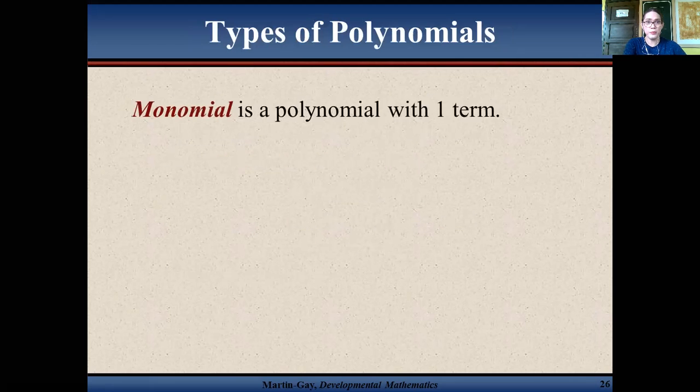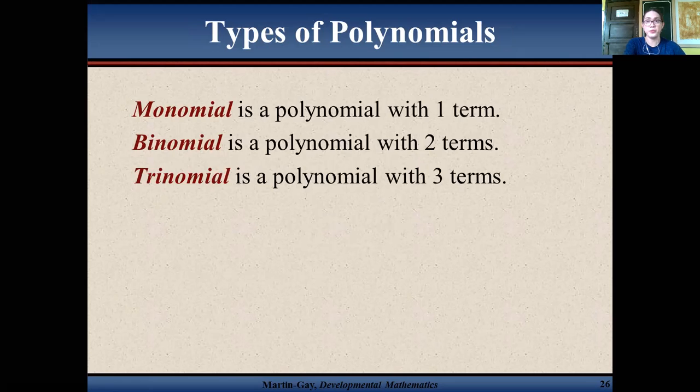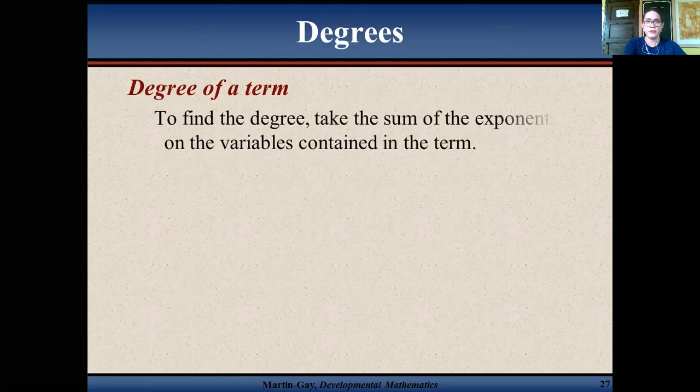Types of polynomials: we have monomial, a polynomial with 1 term; binomial, a polynomial with 2 terms; and trinomial, a polynomial with 3 terms. And for the degree of a polynomial term, to find the degree, take the sum of the exponents on the variables contained in the term. I hope you can follow.